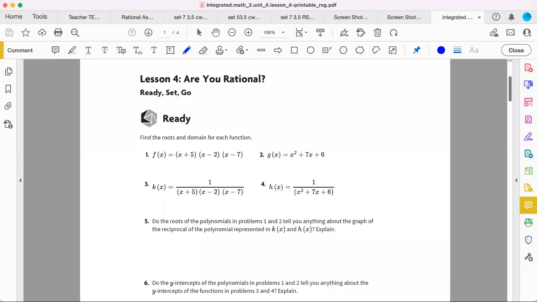Let me finish these Thin Mints, and then we'll talk about the 4-4 Ready, Set, Go. All right, I think I did. That's good. Love the Girl Scout cookie season.